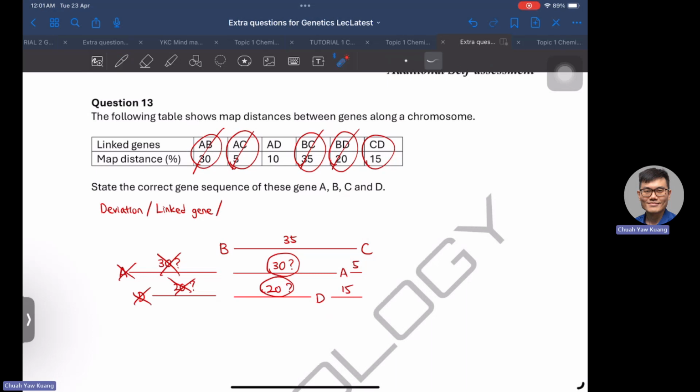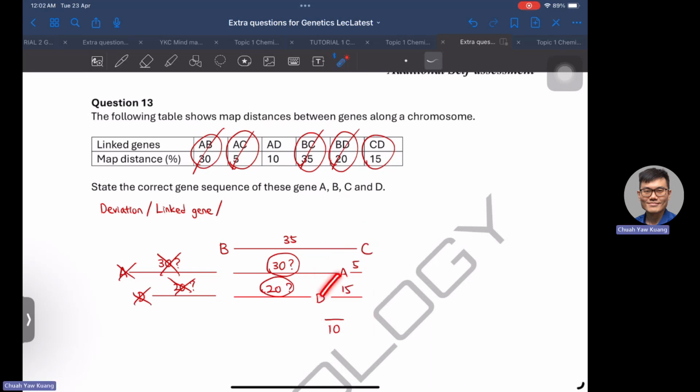Lastly, we check the distance between A and D. A and D is 10. Is that correct? You have to sum it up and see. Between C to A is 5, then between A to D is 10. So 10 plus 5 should be 15, right? So the distance between D to C is 15. So it is correct.